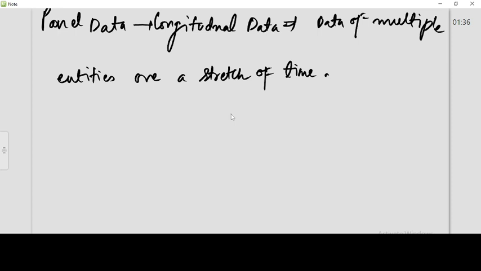So this was about the types of data sets. I hope it made some sense to you. In the next discussion, we'll talk about correlation and causality. Thanks.